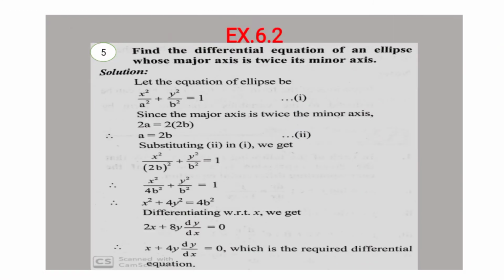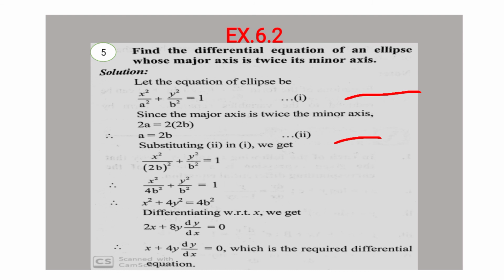Then find the differential equation of the ellipse whose major axis is twice its minor axis. See the solution. Let the equation of the ellipse be x square upon a square plus y square upon b square is equal to 1. Give this is equation 1. Since the major axis is twice the minor axis, 2a is equal to 2 of 2b. Therefore, a is equal to 2b. Give this is second equation.